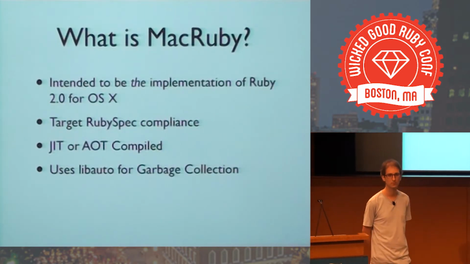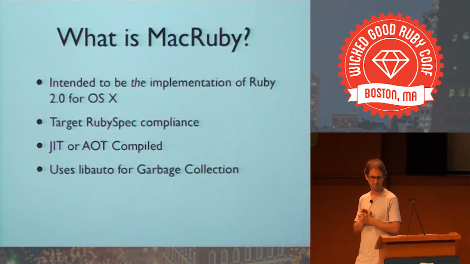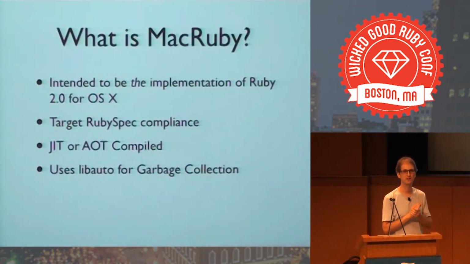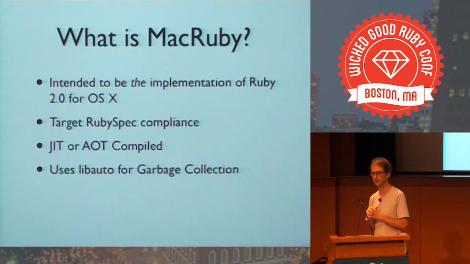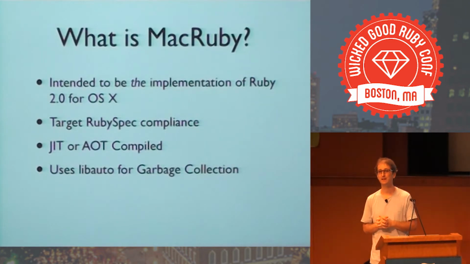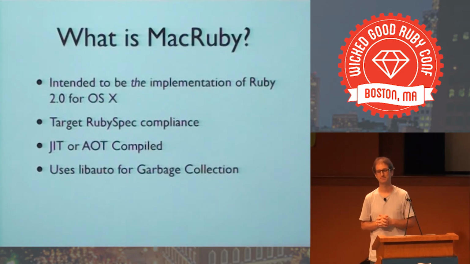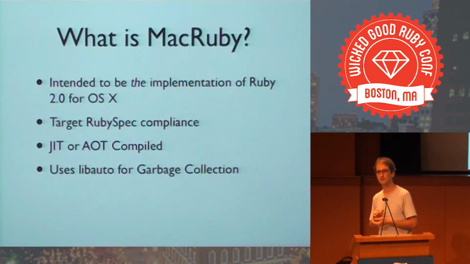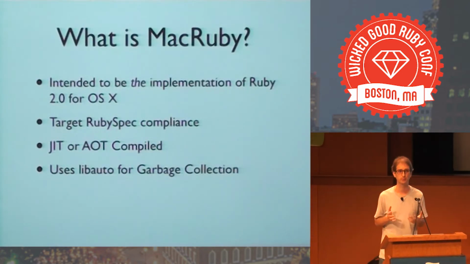OK, so to understand what's going on underneath all of this, we have to rewind a little bit and talk about what is MacRuby. As I mentioned, when I moved to Cupertino and started working for the Apple OS X server engineering group, originally, MacRuby was intended to be the Ruby 2.0 implementation for OS X. That was the plan. Never happened. But as such, we were targeting the Ruby spec. We were using Ruby spec as a benchmark of how compliant we were, the goal being eventually 100% compliance.